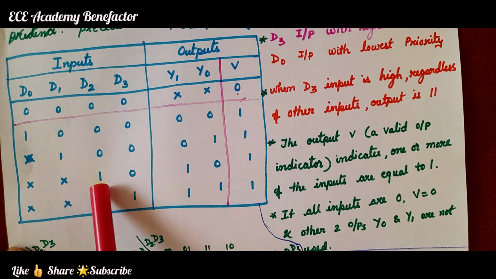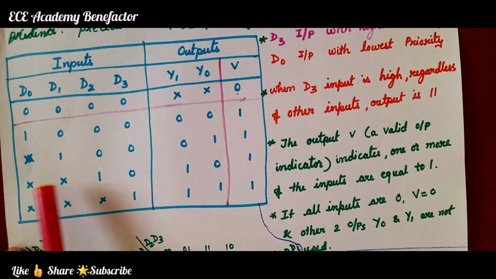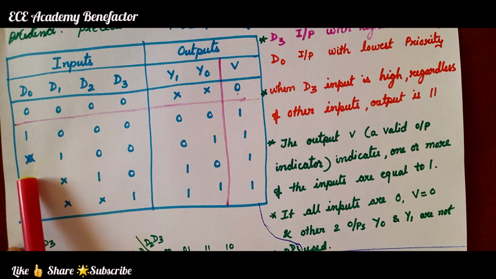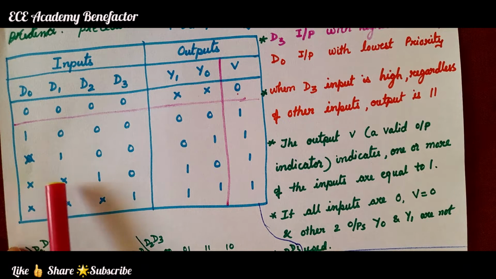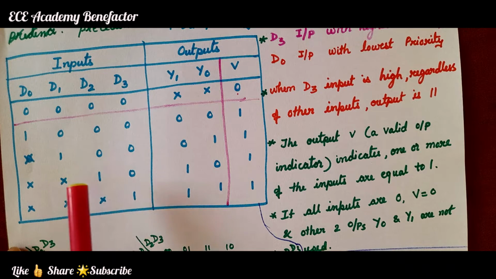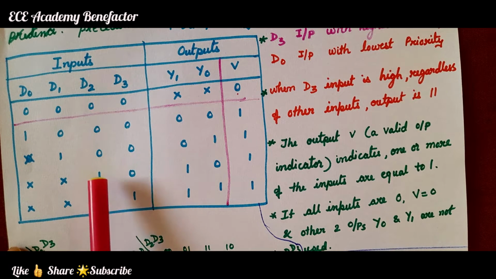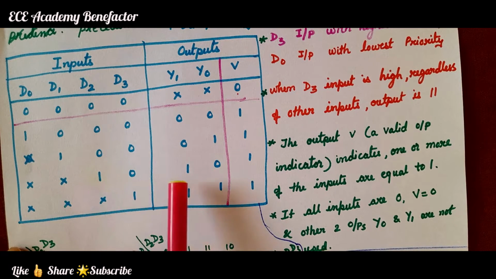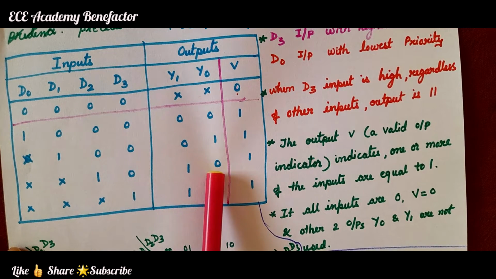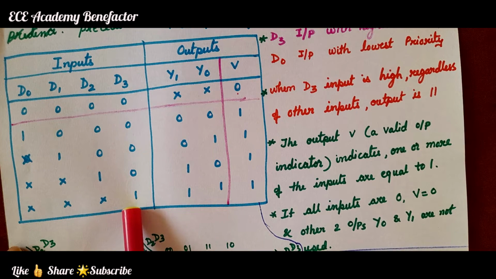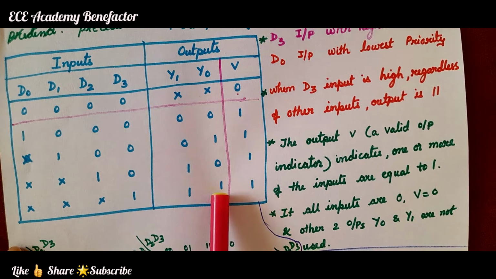Now D2 is made 1 in the next condition. D2 is having higher priority than D1 and D0. So whatever their values are, even if they are 1, 1, the priority will be given to D2, and according to D2 the output will appear. So when D2 is high, the output is 1, 0. When D3 is high, the output is 1, 1.